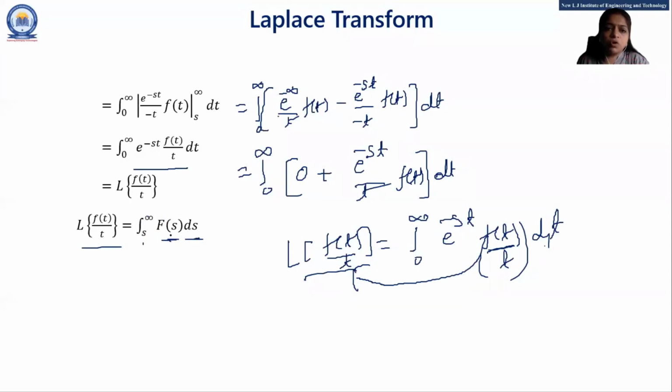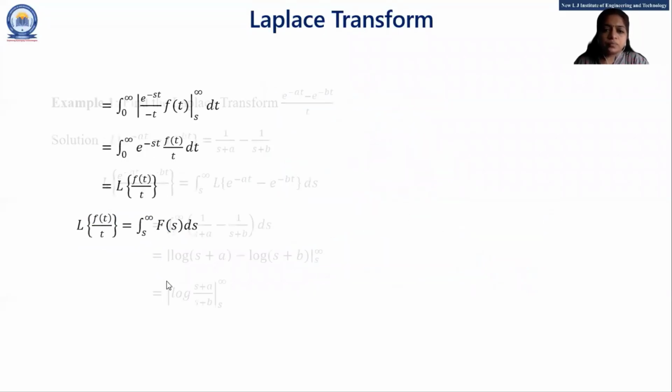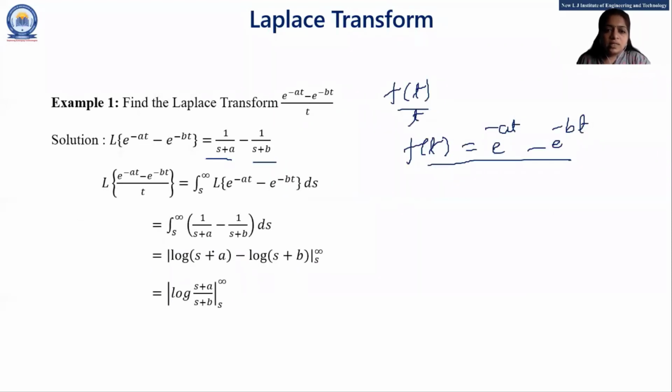F of s means the Laplace of the given function. So here, integration from s to infinity of the Laplace of the given function times ds. And the Laplace of the given function is 1 upon s plus a minus 1 upon s plus b, times ds, right?